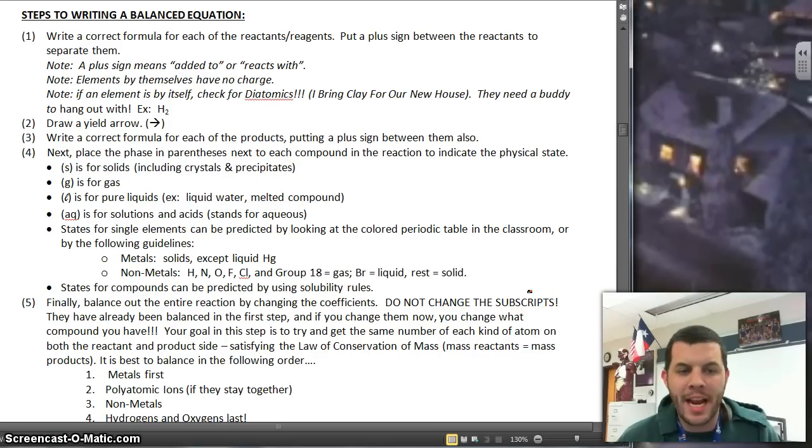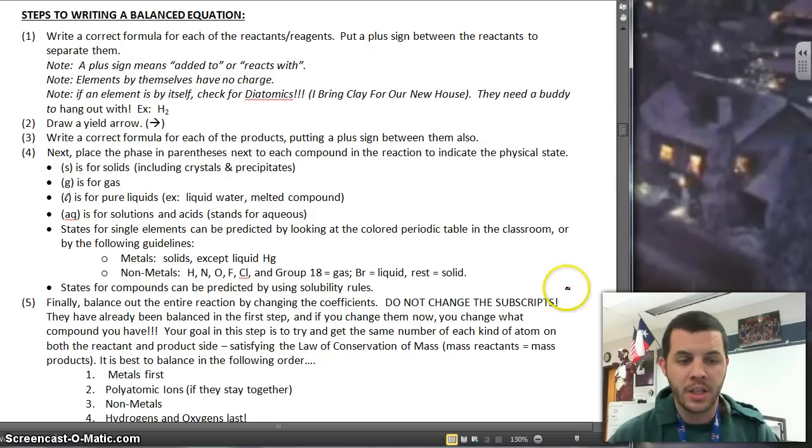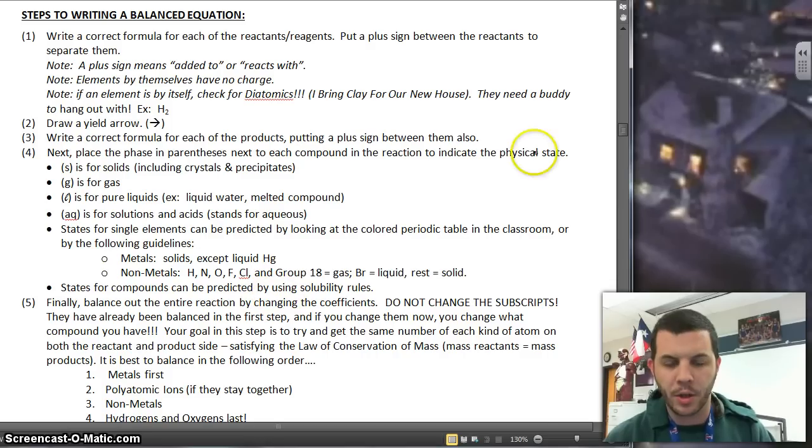Let's take a look at writing reactions. Now, I want you to raise your hand if you would like for me to read all of this information to you. All right, nobody raised their hand. That's what I thought. So, of course, you can read all through this if you would like. Steps to writing a balanced equation.